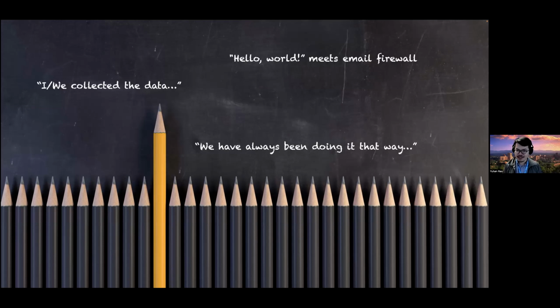So the first thing that I noticed is hello world meets email firewall. I will talk more about this email firewall. I recently have been encountering it a couple of times. The second argument is that we collected the data, so why should we make it open, or why should I not get any specific recognition, like becoming a co-author. There are always different ways people argue why they don't want to share the data. And the last, which is more to the topic, is that we have always been doing it this way, and if it ain't broken, why fix it?